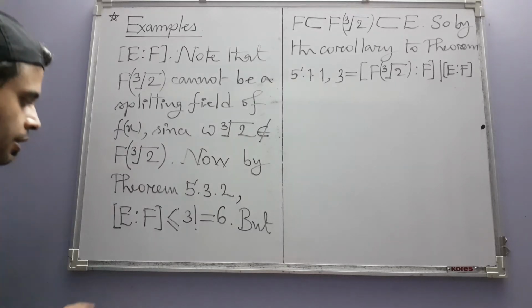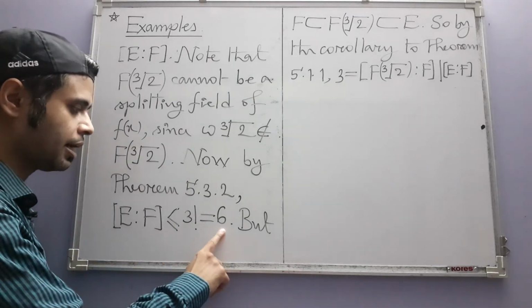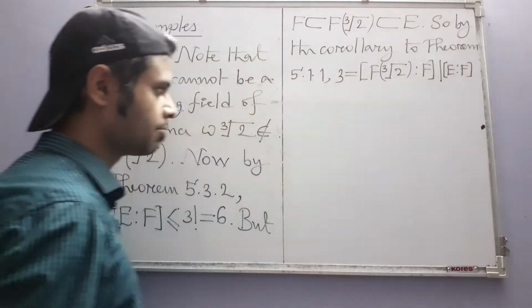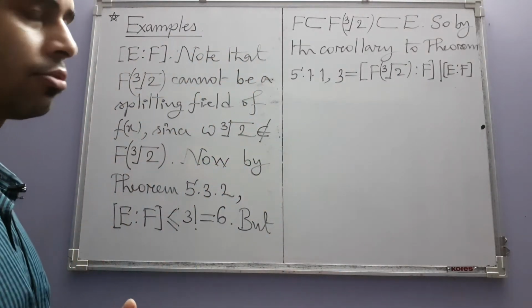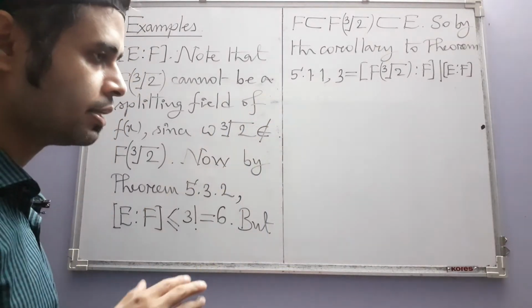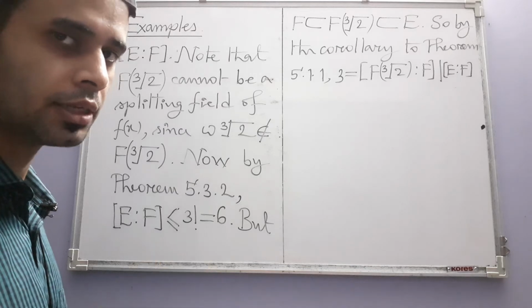So what do we see here? We see that this degree can be at most 6, but at the same time it's a number that is divisible by 3. So there are only 2 possibilities. This number satisfying these 2 things can either be 3 or 6.